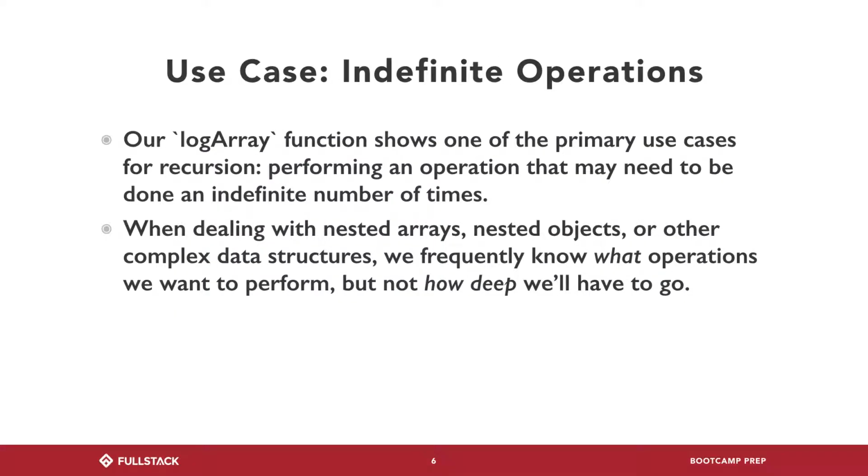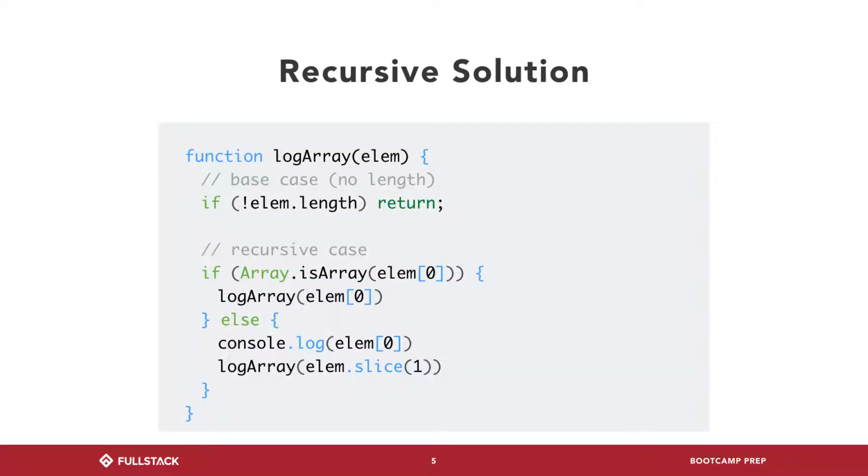Wait, sorry, can you go back real quick? Yep. In this case, what it's doing is it's only looking at the first element. If the first element is an array, recursively run ourselves. If the first element is not an array, just log it out, whether it's a number or a string. Then run this recursively on element.slice, so run it on everything but the first element.